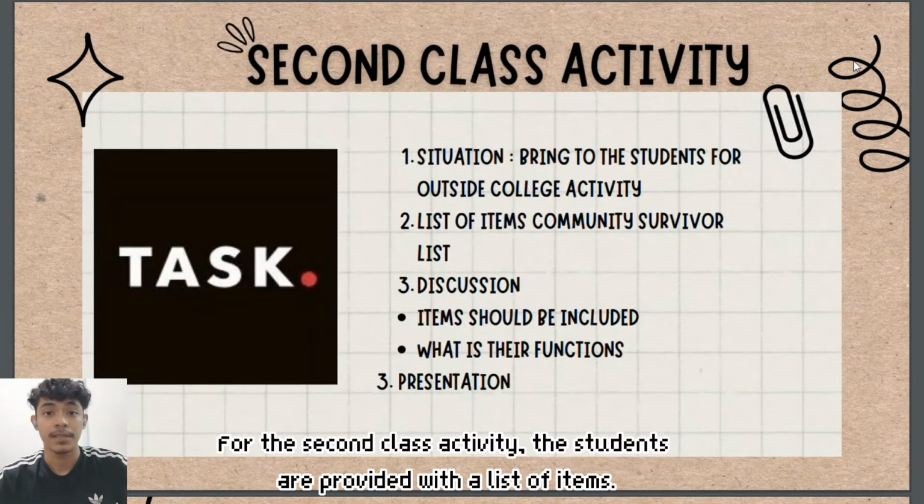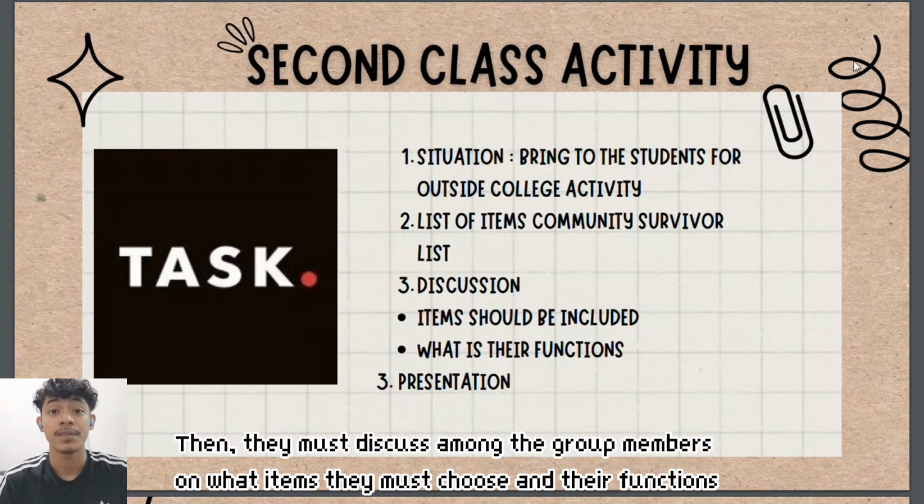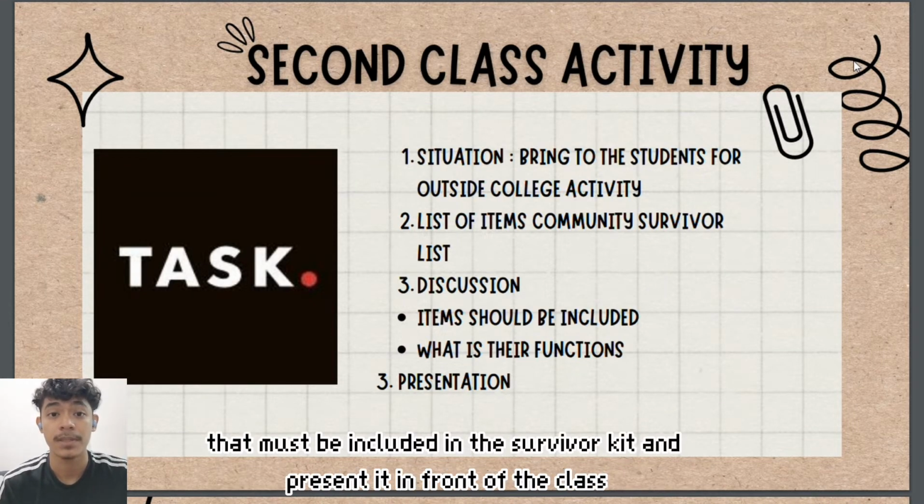For the second class activity, the students are provided with a list of items. Then they must discuss among the group members on what items they must choose and the functions that must be included in the survival kit, and present it in front of the class.